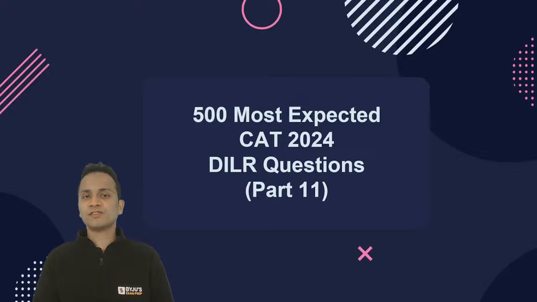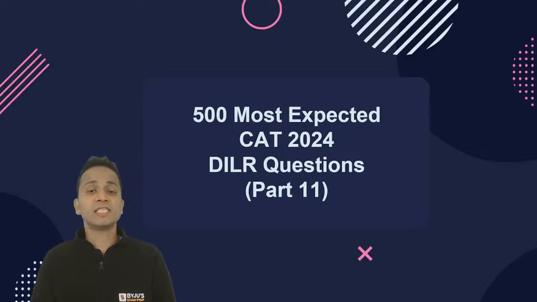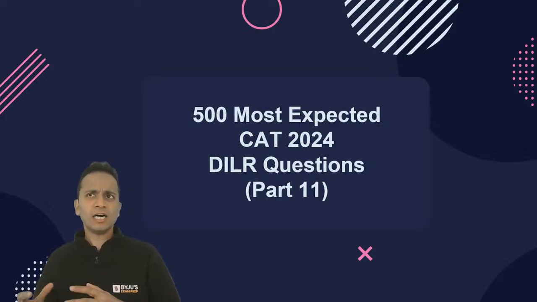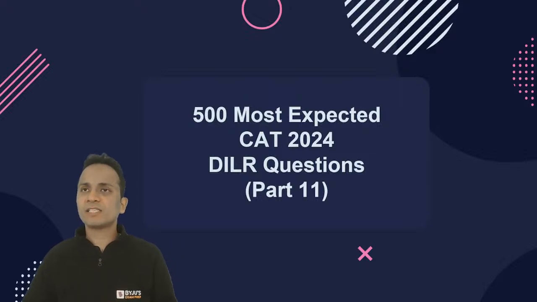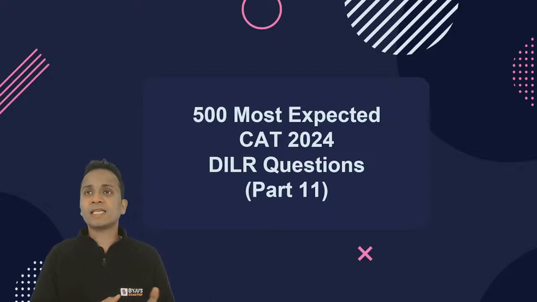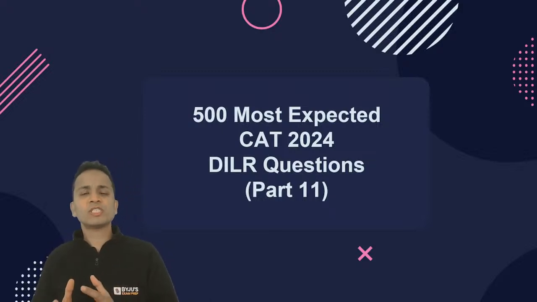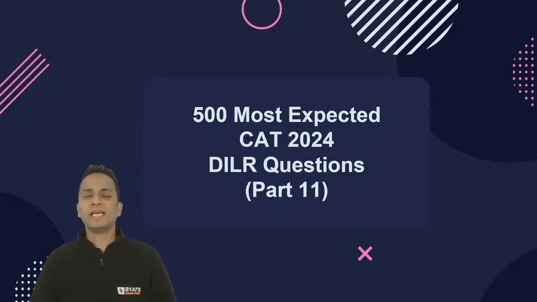Now here in this series of sessions we have already reached part number 11. Previously we have conducted 10 sessions especially on the 500 most expected CAT 2024 DILR questions. Like in all these sessions, we have discussed some of the questions which have already appeared in CAT examinations, or questions made on the lines of the questions which have been asked in DILR.